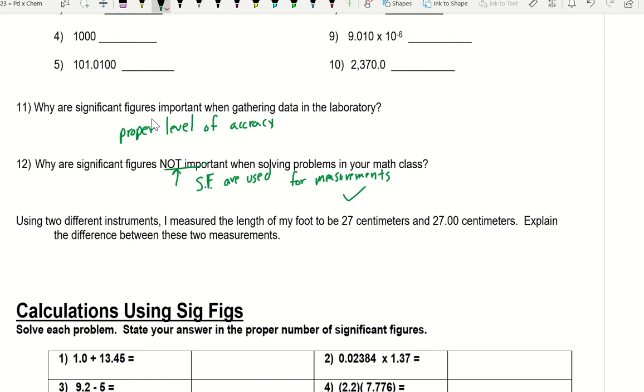Two different instruments measure the length of a foot to be 27 centimeters and 27.00. Explain the difference between the two. This number, 27.00, is more precise. So it keeps the level of precision and protects your accuracy. The other is less precise for sure. All right.